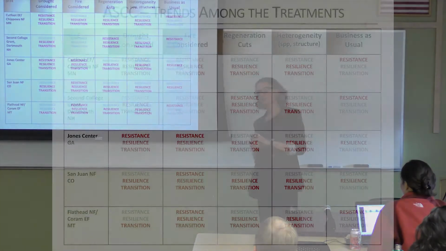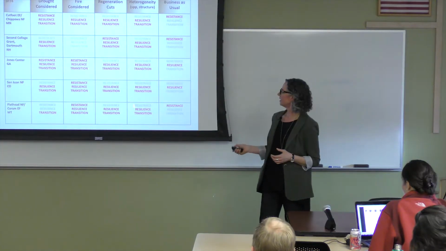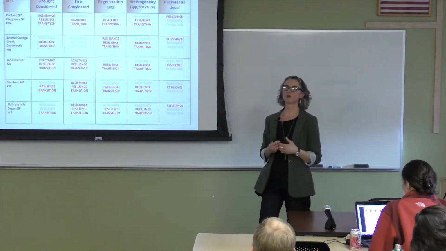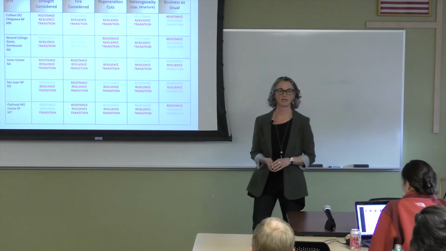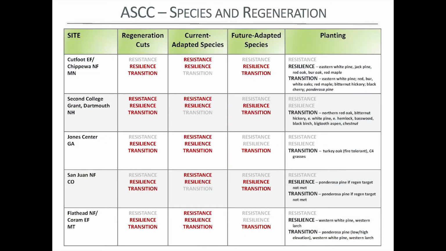This is allowing us as a group to start asking some questions about which of these sites are we considering drought species, and which are we considering fire adapted species into the future? Which of these are typical regeneration cuts versus other types of management approaches? Which increase heterogeneity? And there's a trend here in that the resilience and transition treatments are all trying to promote heterogeneity across the landscape.